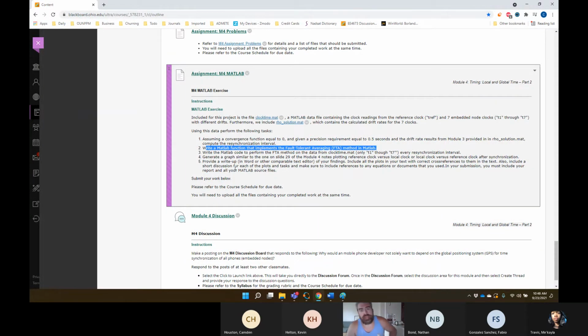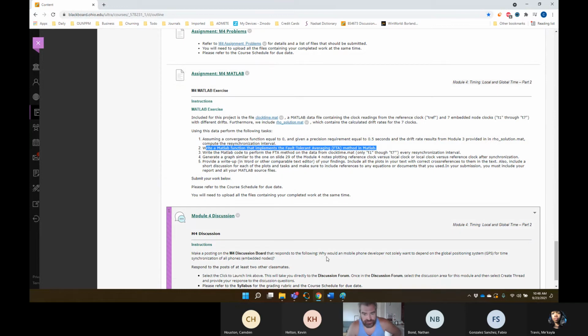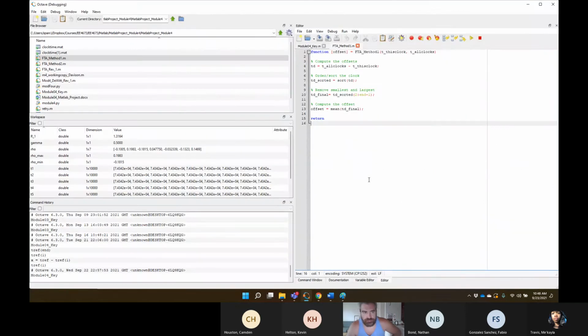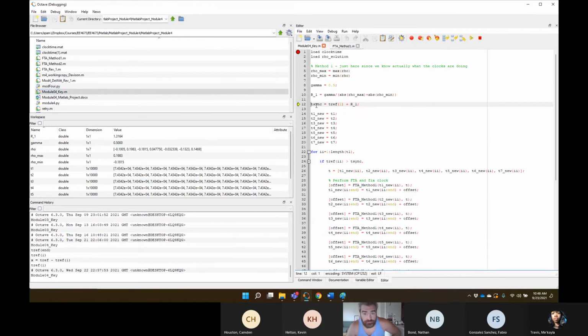So now we want to apply the fault-tolerant averaging method on the clock-time.mat data every resynchronization interval. So how are we going to do that? This one can be a little trickier to implement. But you'll notice here, we know the start time, and we know we want to resync after the resynchronization interval. So we're going to have a variable for the next time we resync. That's what time to sync is. So we take the first time, add the resync interval.